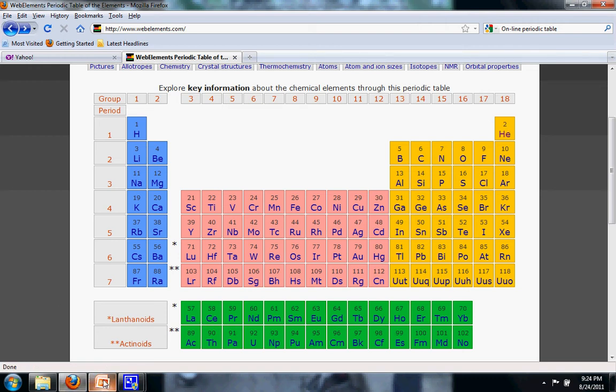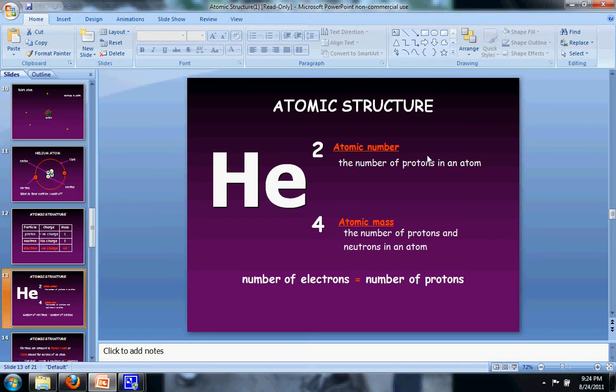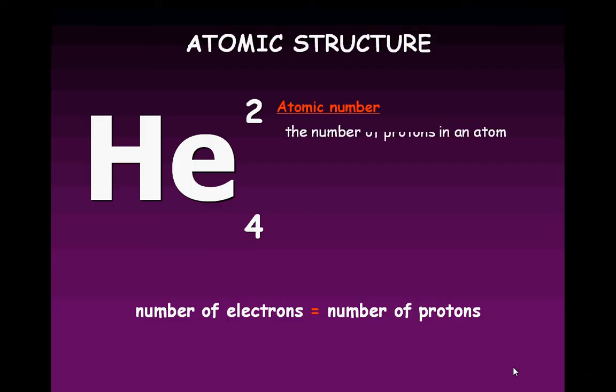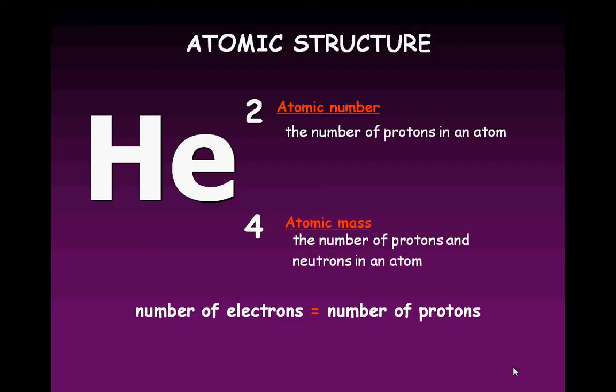Okay, and so this is called the atomic number, and it always tells you the number of protons that a certain element has, a certain atom. Atomic mass is the number of protons plus the number of neutrons. And helium happens to have 2 protons and 2 neutrons, and since each one of those has a mass of 1, it's 2 plus 2, and it equals 4 is the atomic mass.